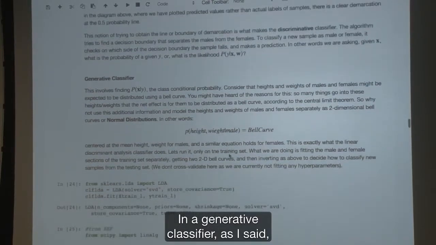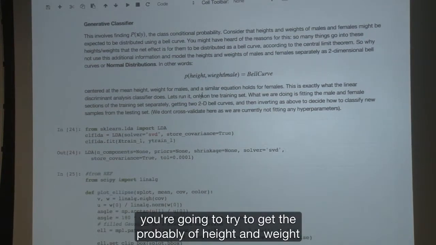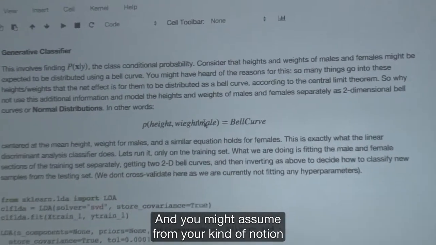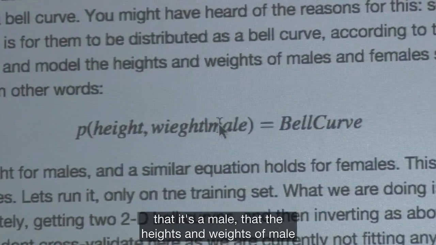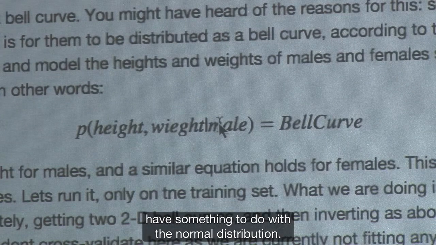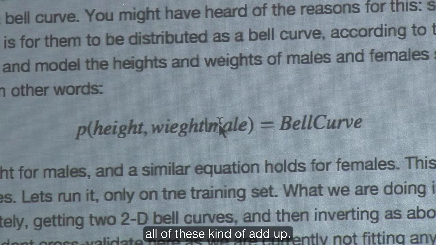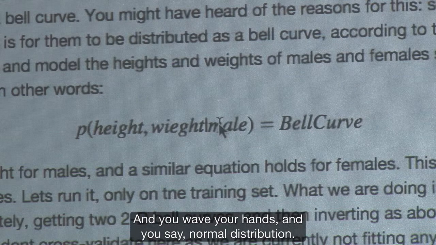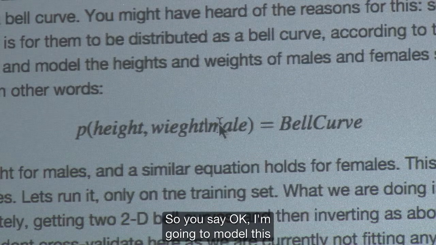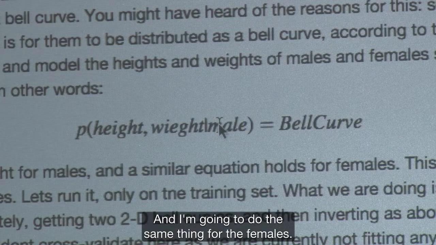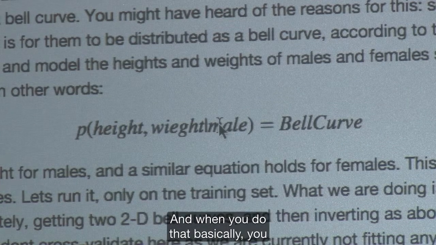In a generative classifier, as I said, you're going to try and get the probability of height and weight given that it's a male. And you might assume from your notion about weights and heights that given that it's a male, the heights and weights of males have something to do with the normal distribution because various factors, genetics, nutrition, all of these add up, and you wave your hands and you say normal distribution. So you say, okay, I'm going to model this using a normal distribution, and I'm going to do the same thing for the females.